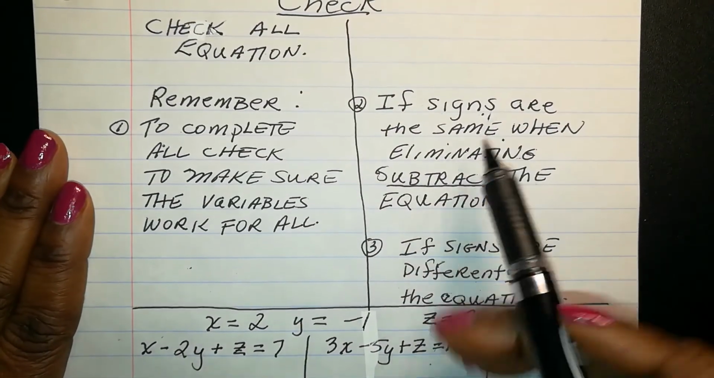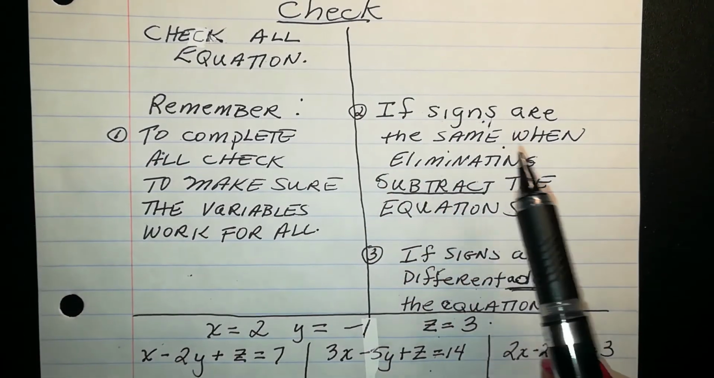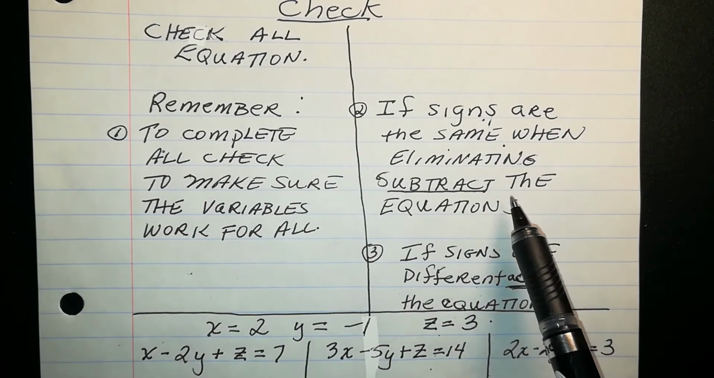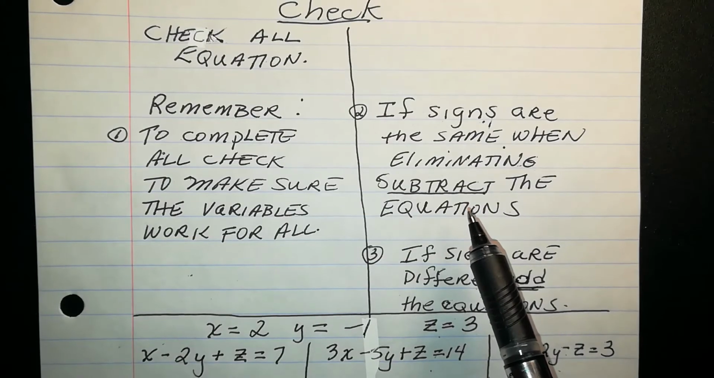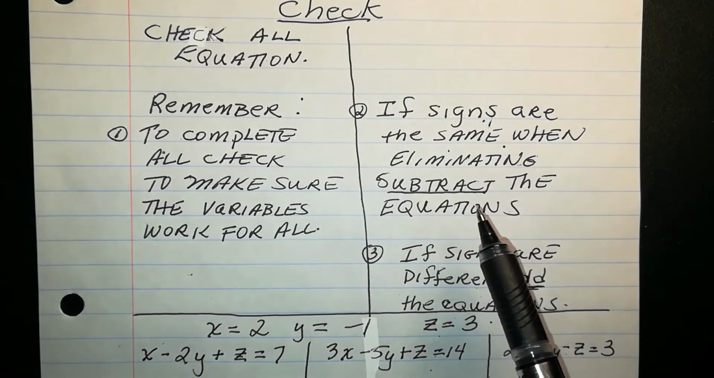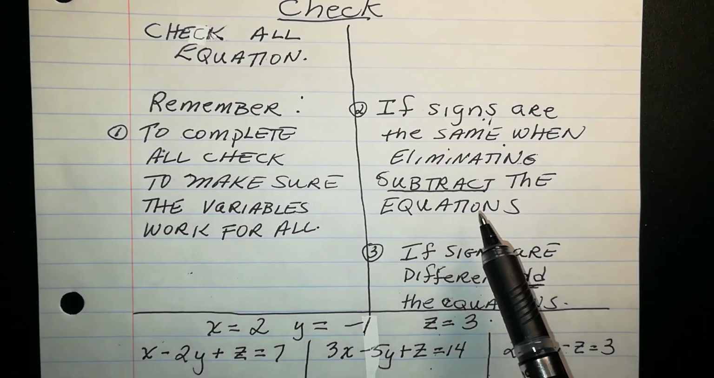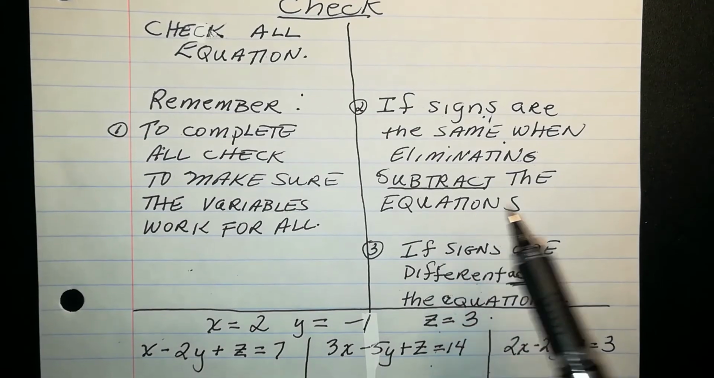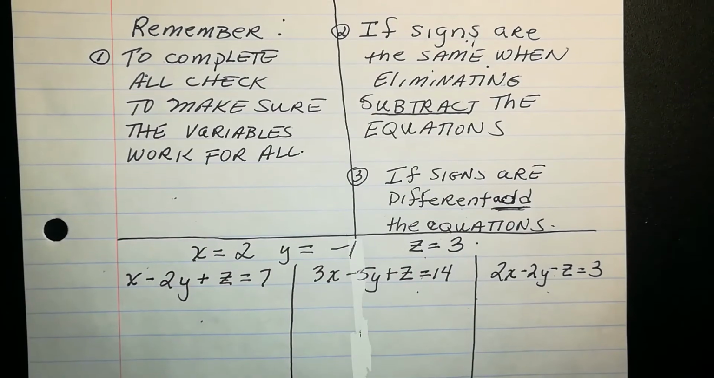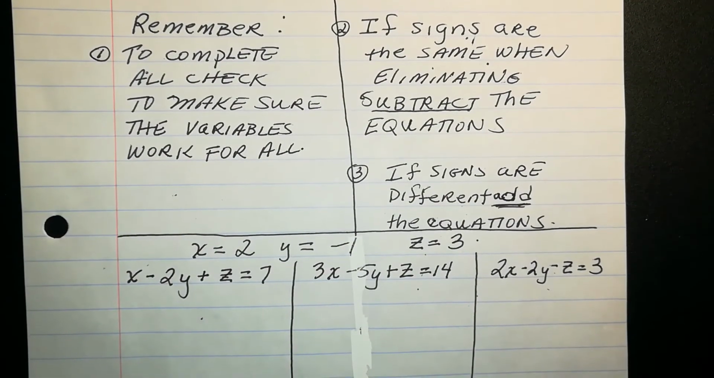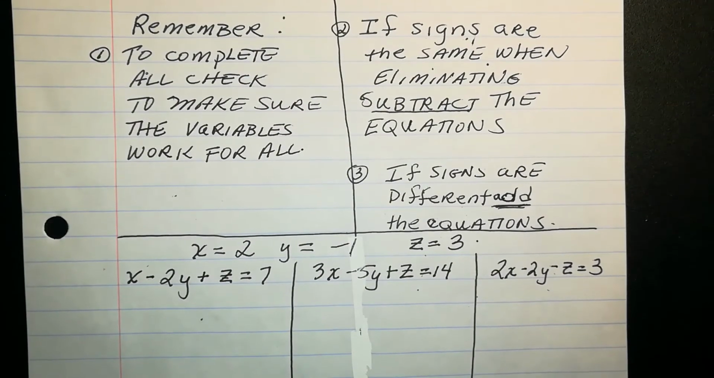Okay? I want you to remember this also. If the signs are the same when you're trying to do the elimination of the variables, you subtract. That means if there's 2 negatives or 2 positives, you will subtract the 2 equations and you'll be able to eliminate that variable at the time. If the signs are different, I want you to add the equations when you're trying to eliminate. See, when the signs are different, if you add them together, they'll eliminate themselves. You see, it makes sense.